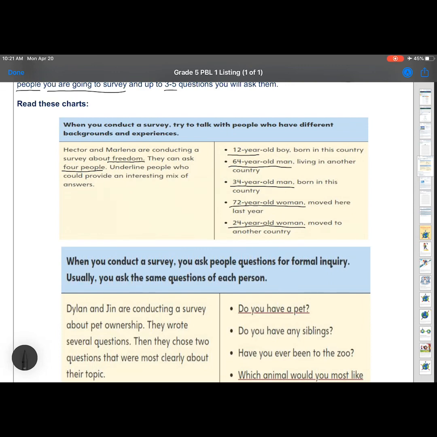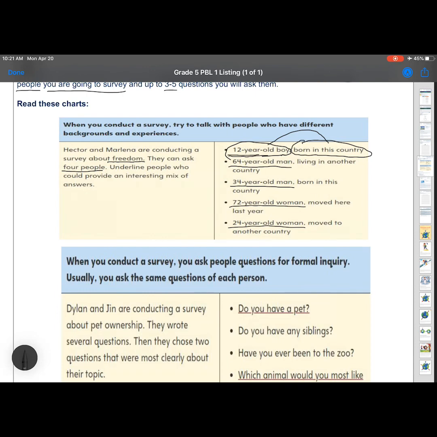And now, I gave you some pieces of information that are interesting here. For instance, I underlined pieces of information. At the top here, it says it's a 12-year-old boy. And they added something more. It's a 12-year-old boy born in this country. Okay, so born in this country. That might be different than a 12-year-old boy born in another country.